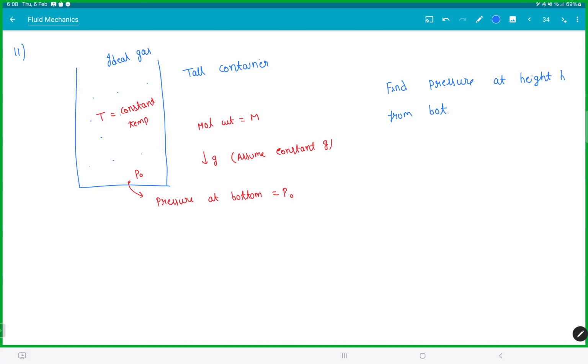So we have a tall container. The entire container is filled with gas. Molecular weight is m. Temperature T is constant. Gravity is constant. At the bottom, the pressure is P naught. Density is not given. As you go up, pressure decreases because obviously weight is decreasing. So how does the pressure vary with the height? Get this. You got 2-3 minutes.